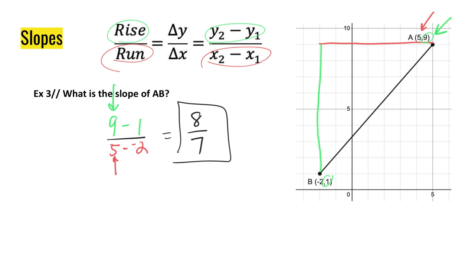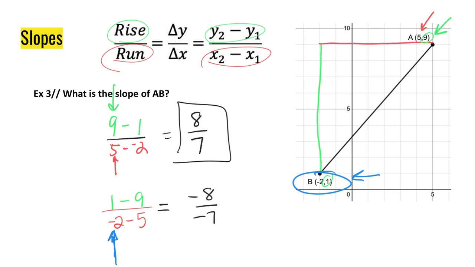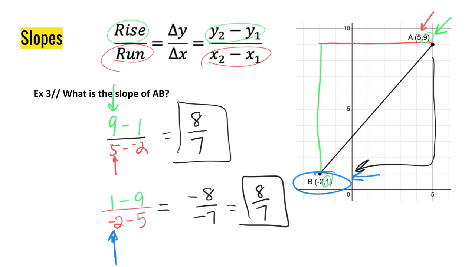If I wanted to start with point B instead, look at what happens with the math there. So this way I would do 1 minus 9, and then on the bottom I would do negative 2 minus 5. Turns out this is fine. I get negative 8 over negative 7. Then I would simplify out those negatives to simply land with 8 over 7. And I do get the exact same slope. It's basically saying, are you going this way or are you going this way between the 2 points?